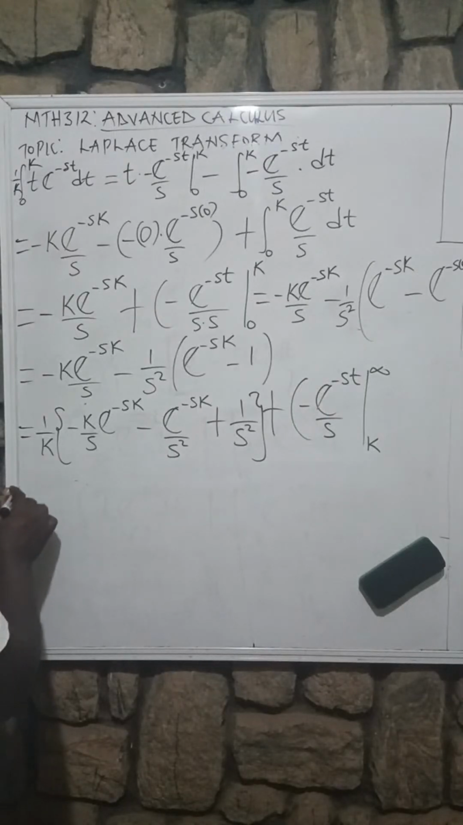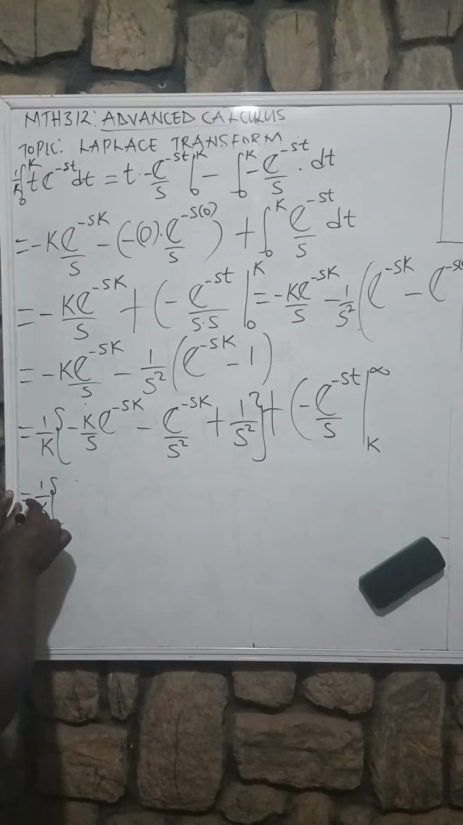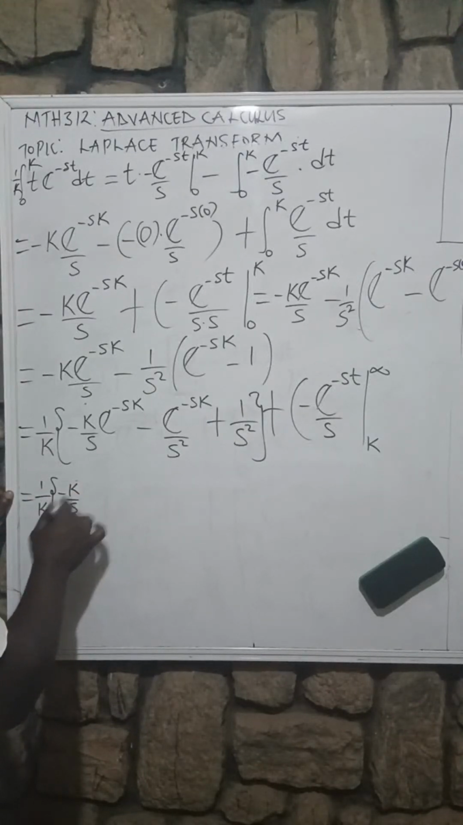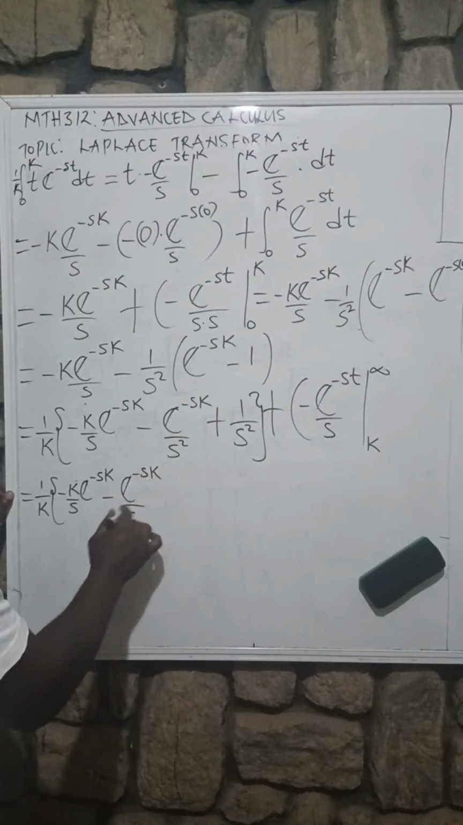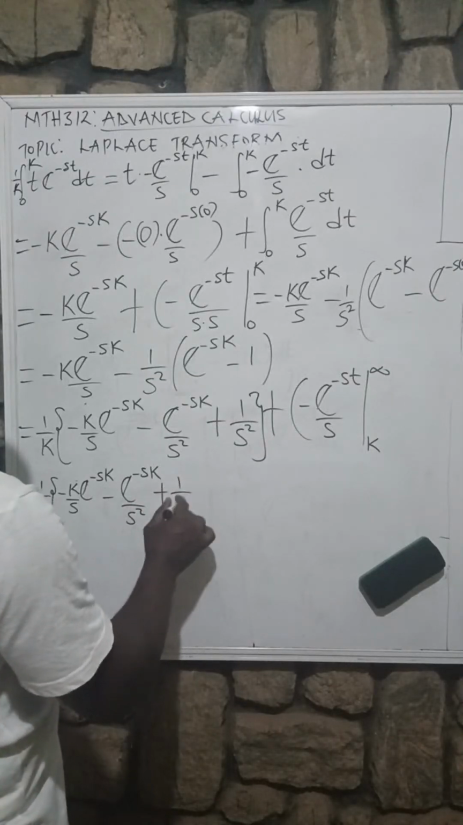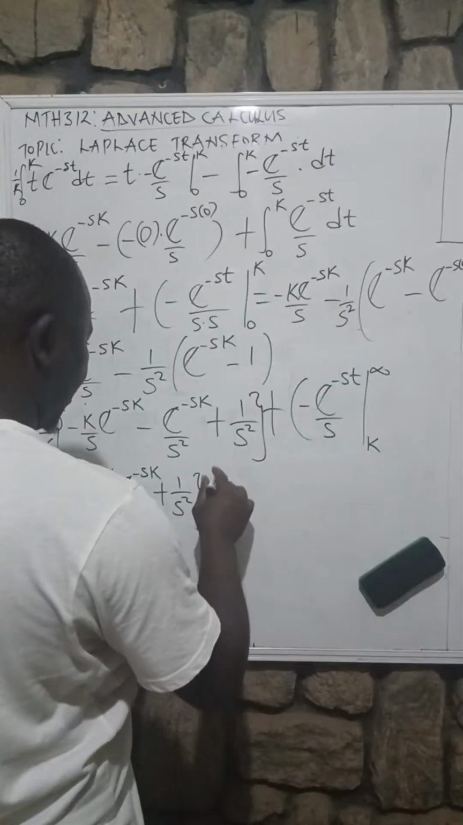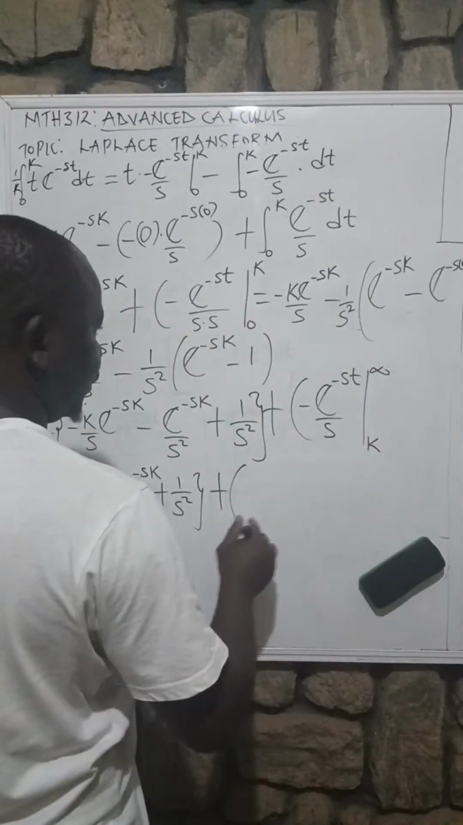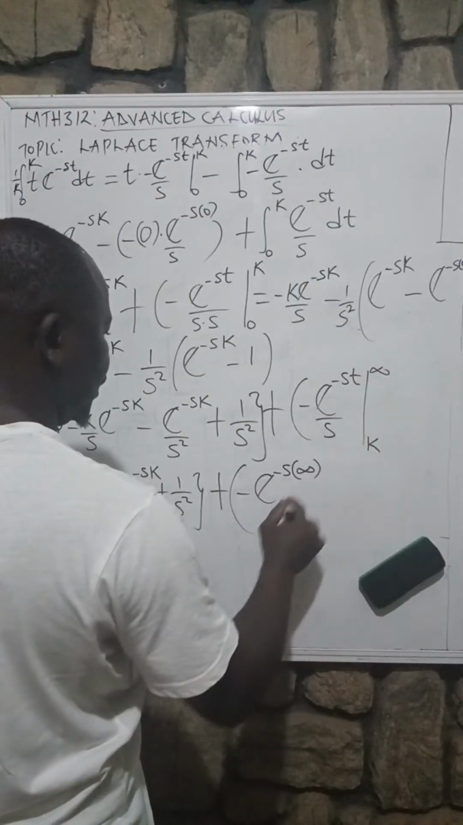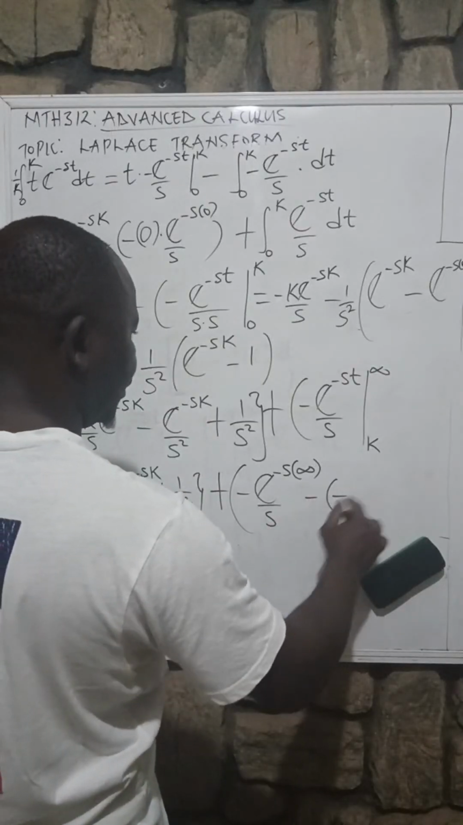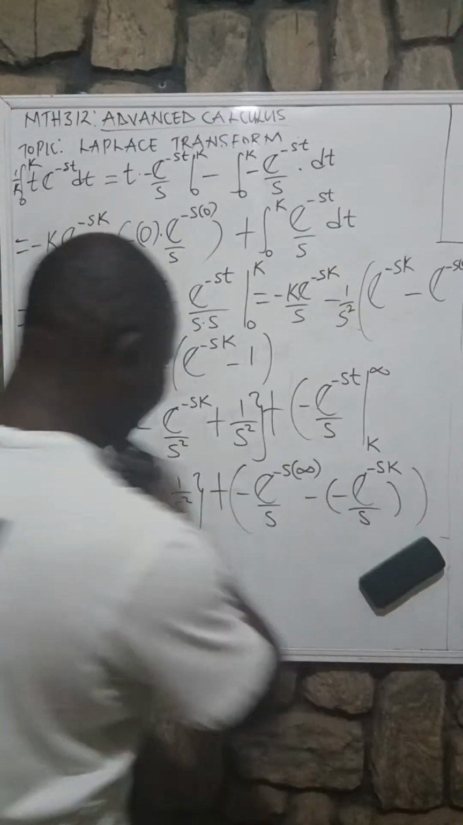When we do that, this will now be 1 all over k open brackets minus k all over s exponential minus sk minus exponential minus sk all over s square, then plus 1 all over s square, then plus open brackets, subtract the lower limit from upper limit, minus exponential minus s, open brackets, infinity, all over s, then minus exponential minus sk, all over s, close bracket, close bracket.